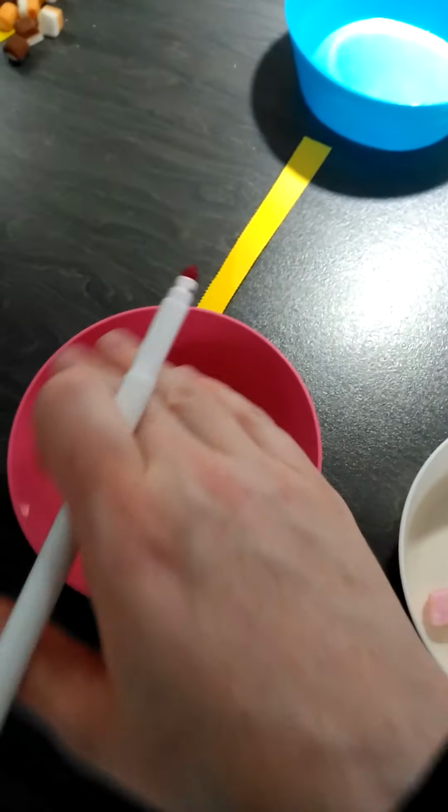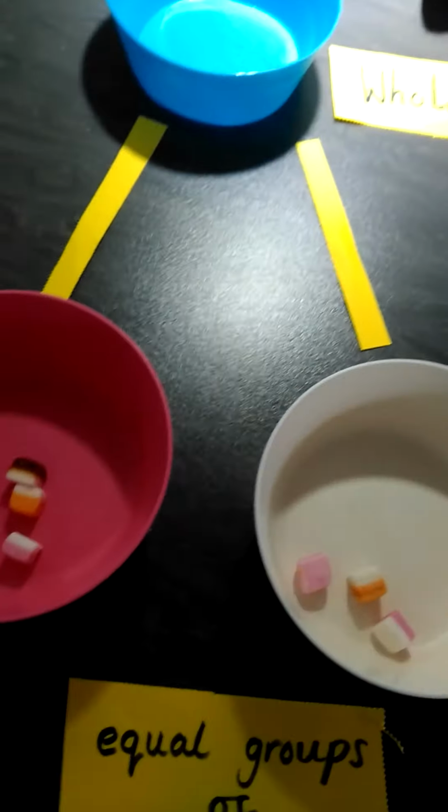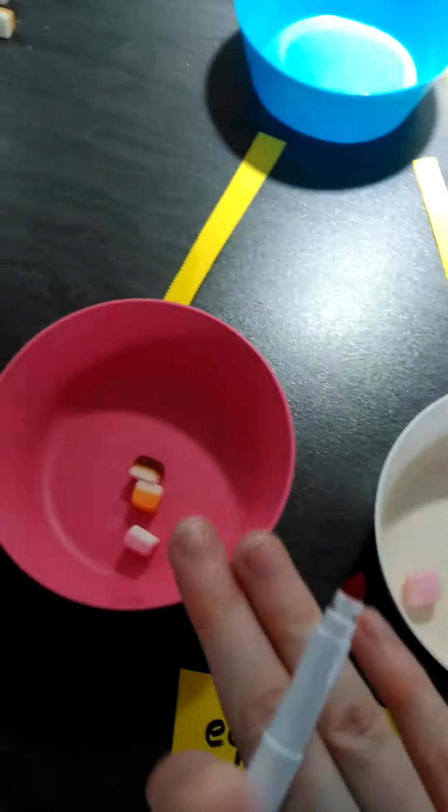Now I don't need to count 1, 2, 3, 4, 5, 6 because we've already been given the whole number. We're not finding the whole number. We're just seeing how much one part is worth. So 6 divided by 2 is 3.